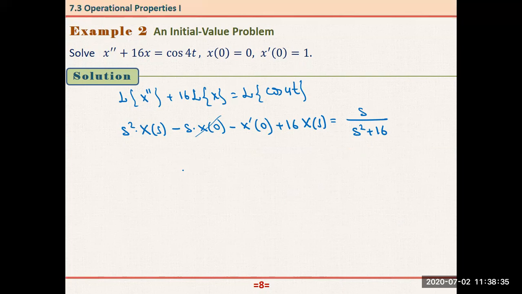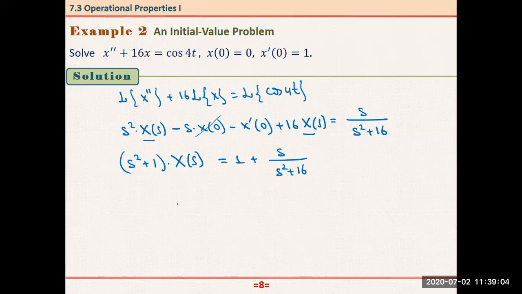So what we have here? This is 1, so capital X of s is the common factor. So here we have s squared plus 1 times capital X of s. Now here we have negative 1, right? Take this to the right-hand side. I will have here 1 plus s over s squared plus 16, right?